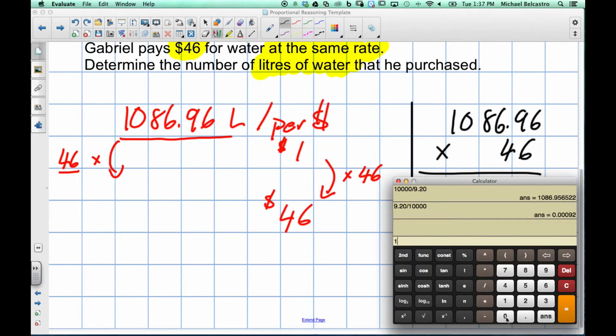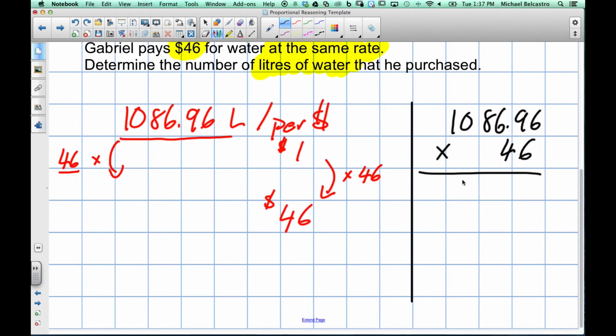So we'll put in our calculator 1,086.96 times 46 gives us 50,000.16. And remember, we did a bit of rounding here. Had I taken the original number, which I'm going to show you again, so if on my calculator I just click that value, I can take the original answer and multiply it by 46. I get 50,001. So there's a little bit of rounding. It looks like, and we'll round to the nearest whole number for liters in this case, he gets 50,000 liters in this case. Okay, so when we multiply those values, we get 50,000 liters.